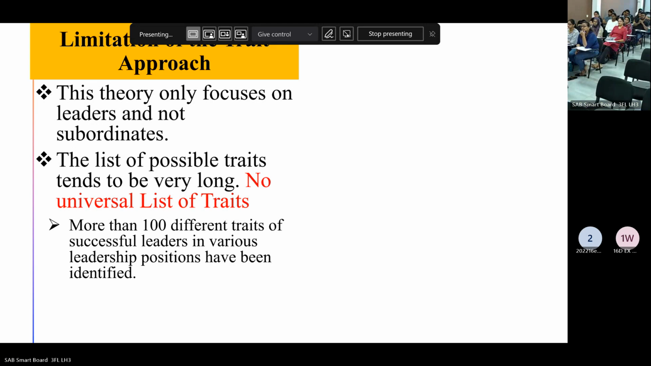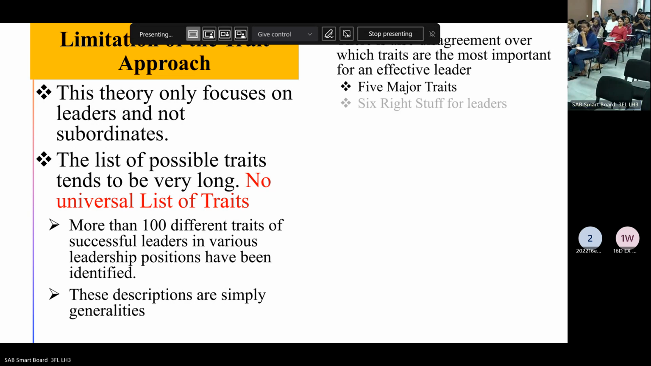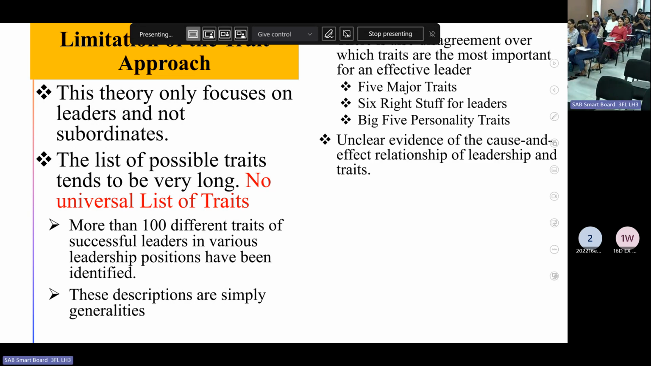It is simply generalized, so nothing is prescribed. That is why now you can see the 5 major traits, the right stuff, and the big 5. So these 3 things are there. Still they couldn't have one. They have 3 categorizations, so there's confusion in this measurement.